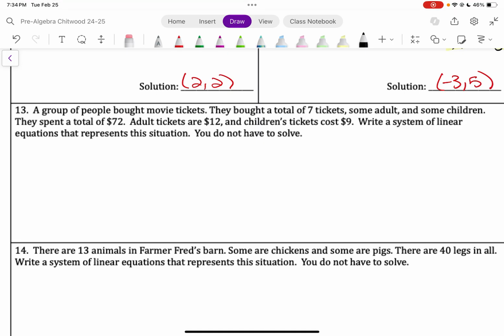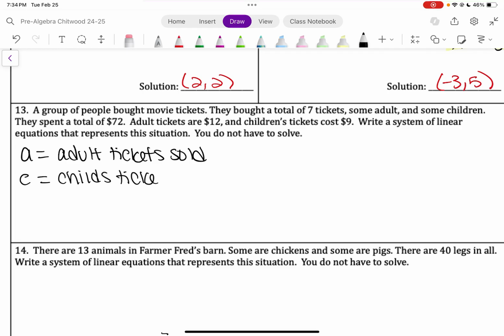So I basically want to see how many of each the adult tickets and the children's tickets were sold. What I want to find is going to be my variable. I can say that A equals adult tickets sold, because again, we don't know that, because this whole idea is we're solving for the variables. Then C equals child's tickets sold. That's what we're wanting to find.